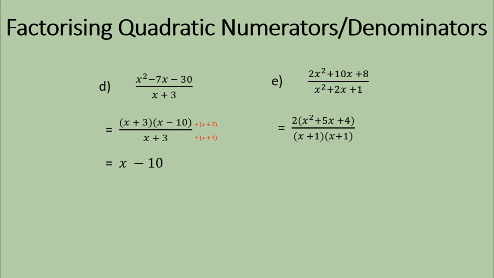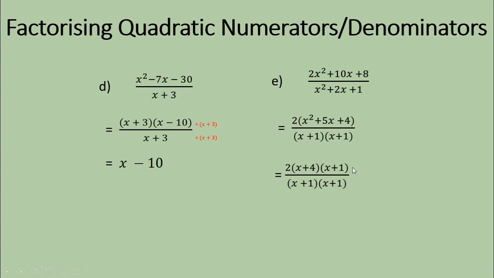1 plus 4 makes 5, so that's my pair. So I've got here x plus 4, x plus 1. That would multiply out to be this quadratic here. I've got my 2 out front like I had before. And now I'm looking at my fraction and I see my common factor.